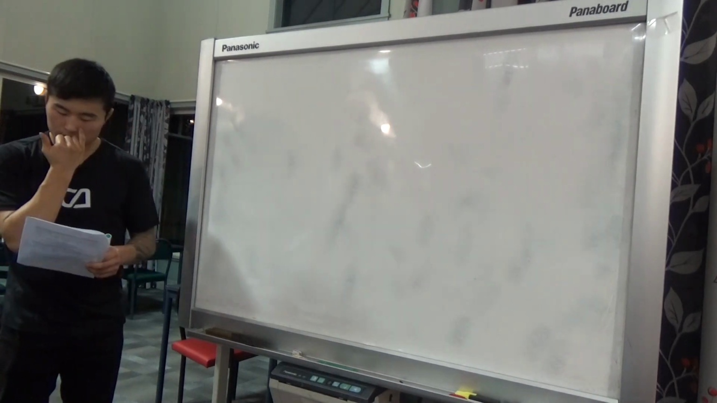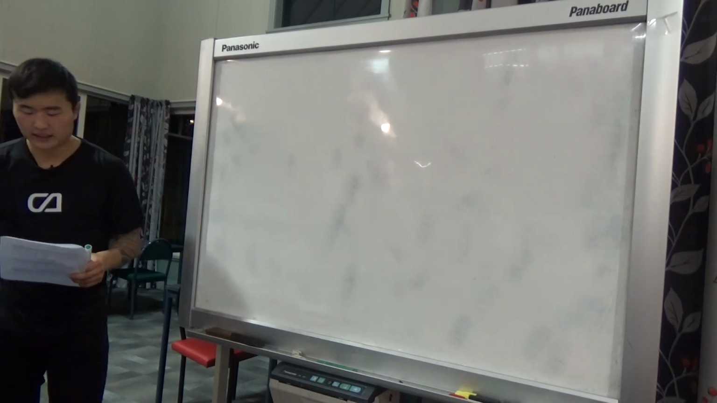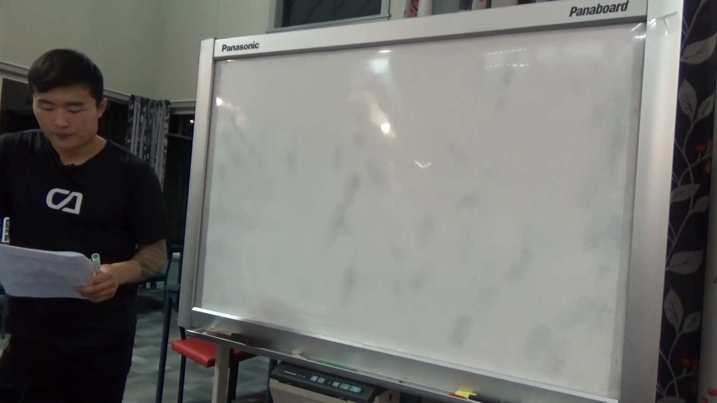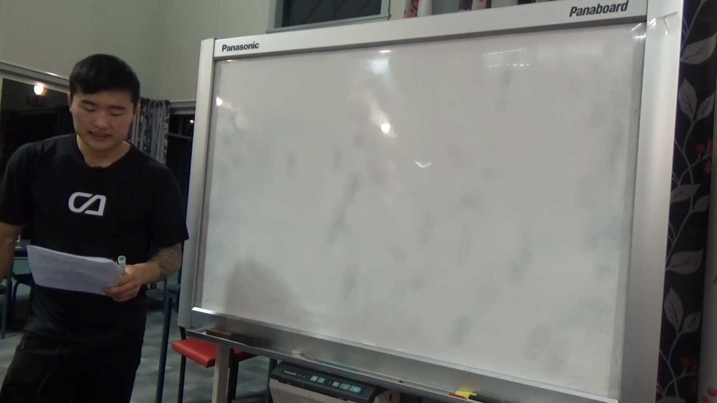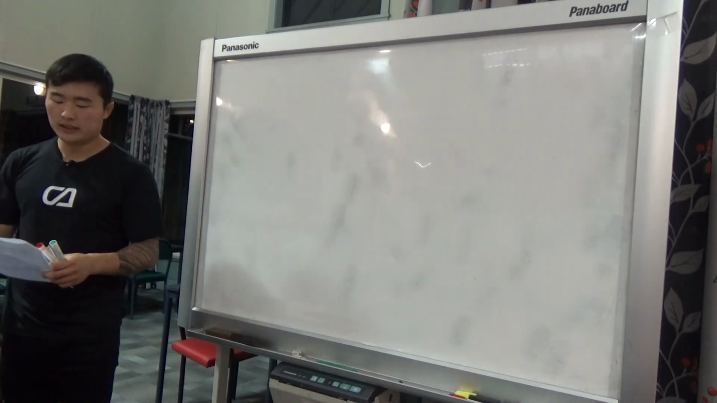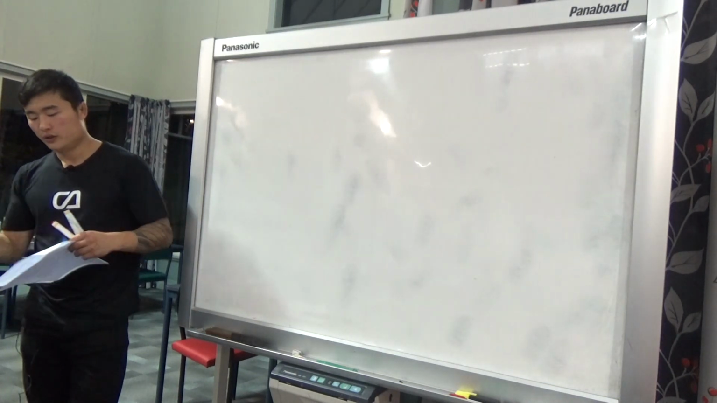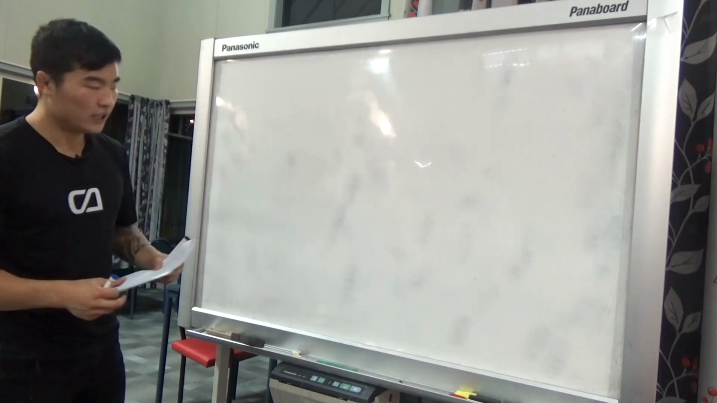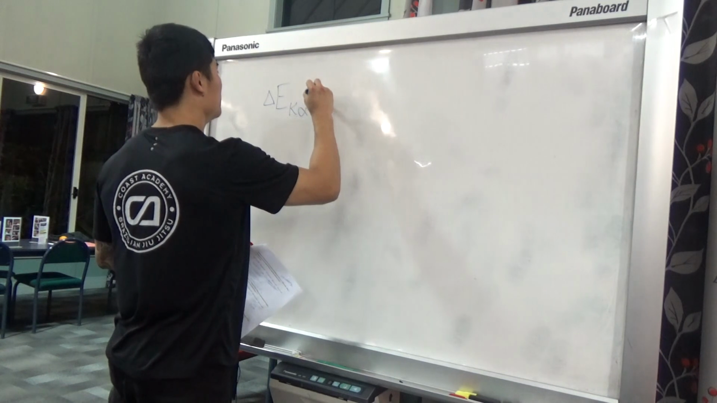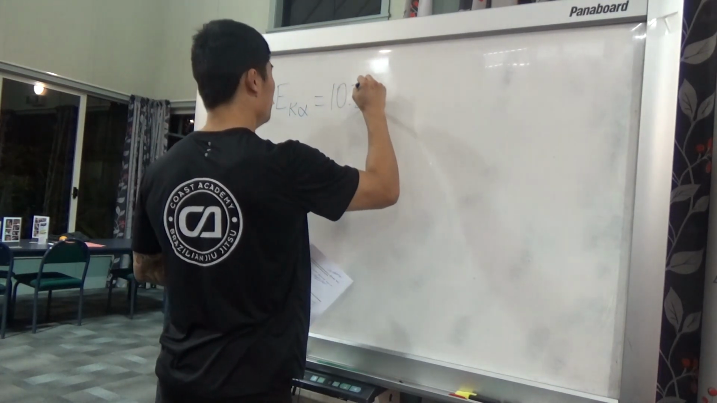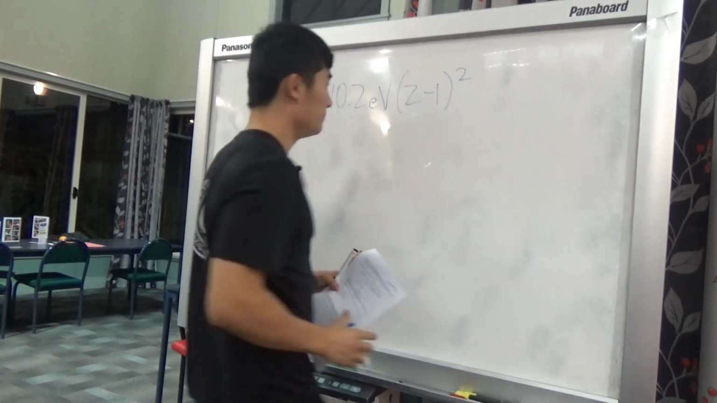Number 7, so you decide to build an X-ray source by accelerating electrons to a lead anode. What is the frequency of the characteristic K alpha radiation produced? You've got K alpha, so you can find the K alpha energy. So delta E of K alpha is equal to 10.2 eV times (Z minus 1) squared.